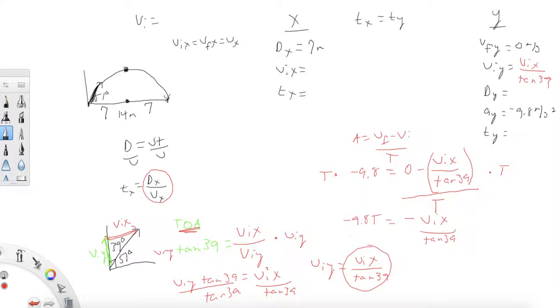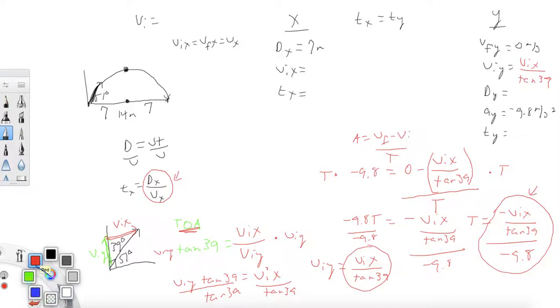But then if I take this, divide by negative 9.8, and then divide this side by negative 9.8, I'm going to get time is equal to negative Vix divided by tangent 39 divided by negative 9.8. So that's what my time is equal to. Well, I know if time is equal to this expression and time is equal to this expression, I can set these two equal to one another.